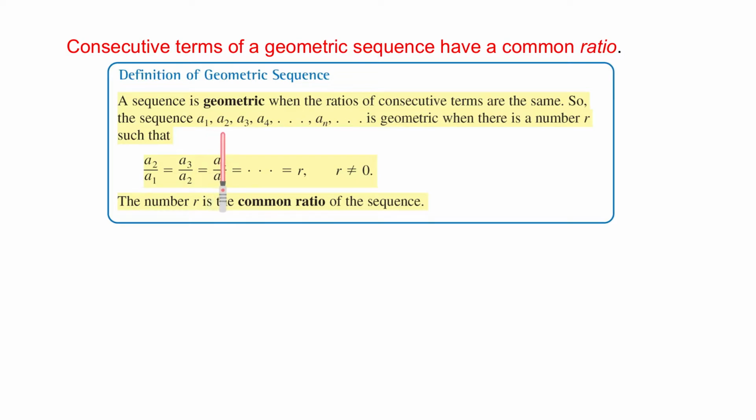So the sequence a1, a2, a3, a4, all the way to an, is geometric when there is a number r such that a2 divided by a1 is the same as a3 divided by a2, a4 divided by a3, it's all the same number, as long as r does not equal 0. That r number is called the common ratio of the sequence.